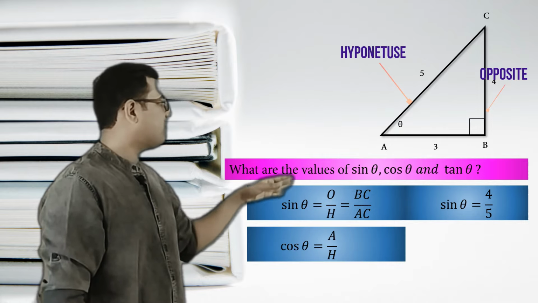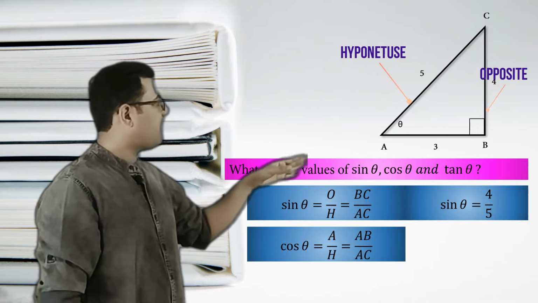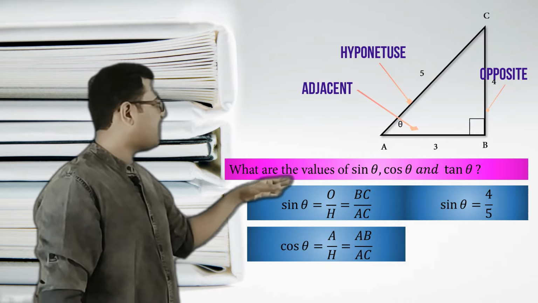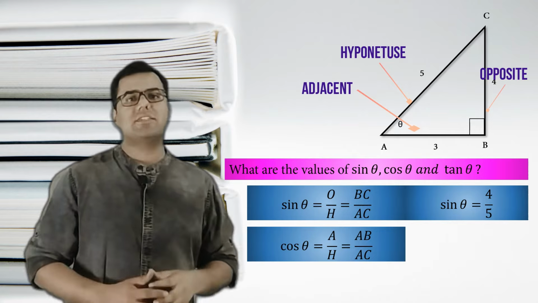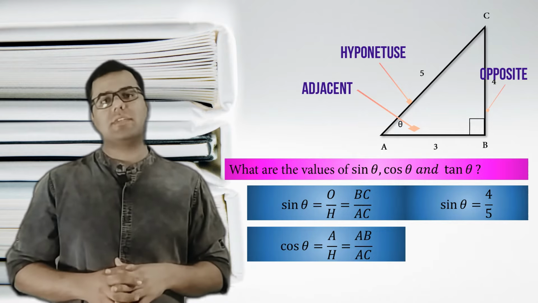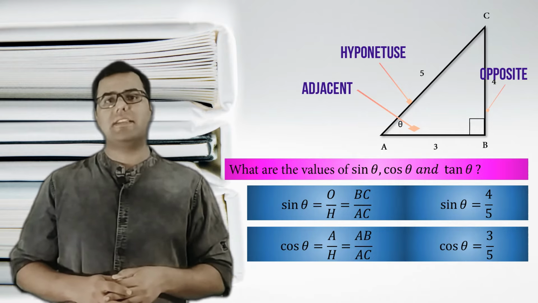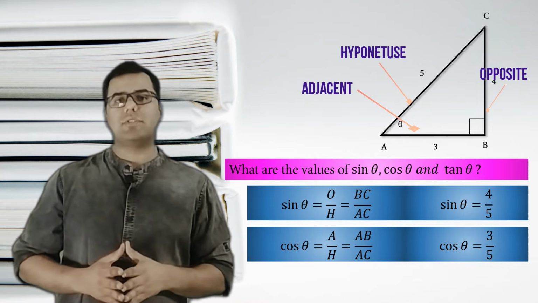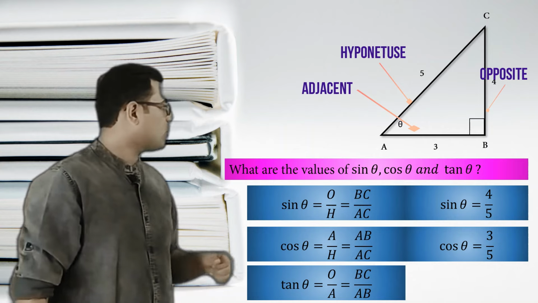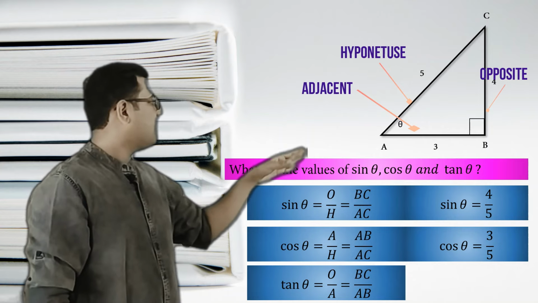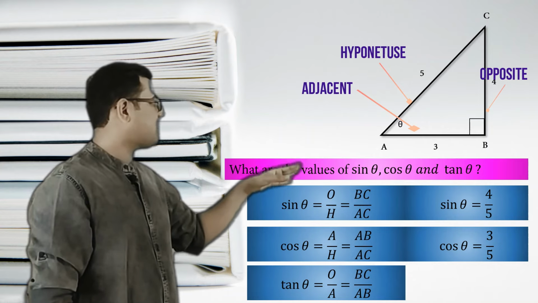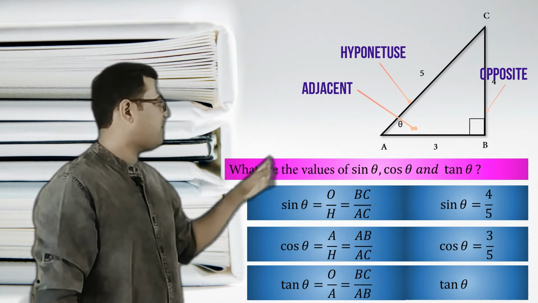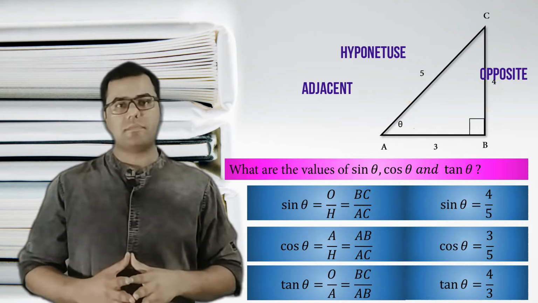Similarly, cos theta, which is nothing but adjacent divided by hypotenuse, shall be AB divided by AC. AB is 3 and our hypotenuse is 5, so cos theta will be 3 by 5. Now tan theta is nothing but opposite by adjacent. Our opposite side here is BC and adjacent side is AB, so tan theta then shall come out to be BC by AB, or 4 by 3.